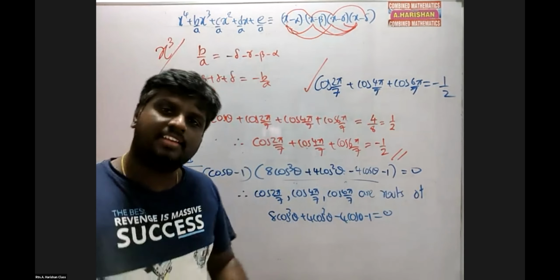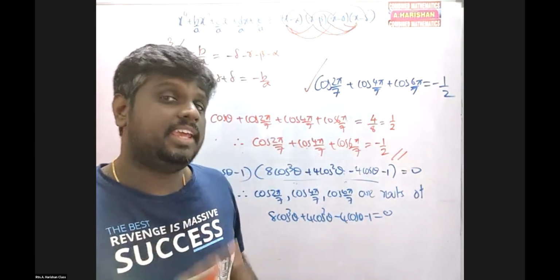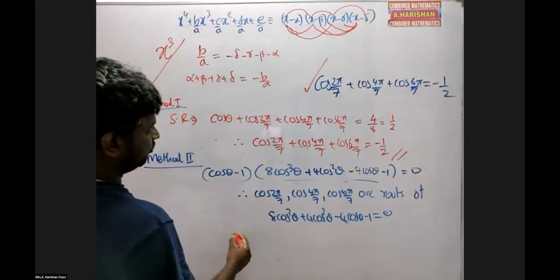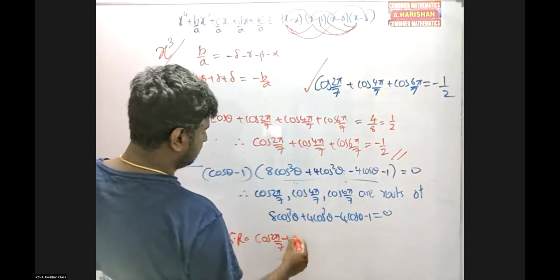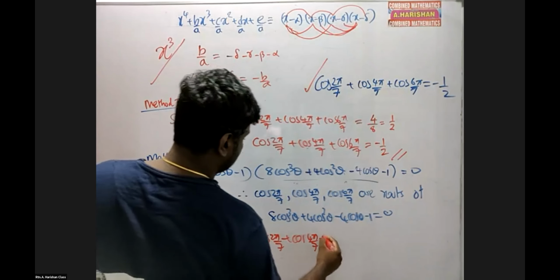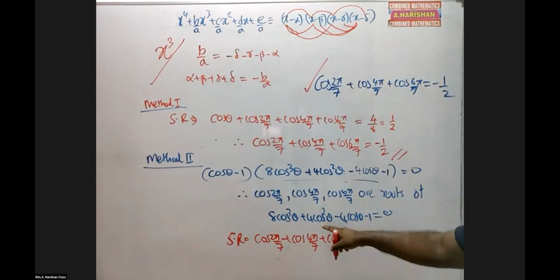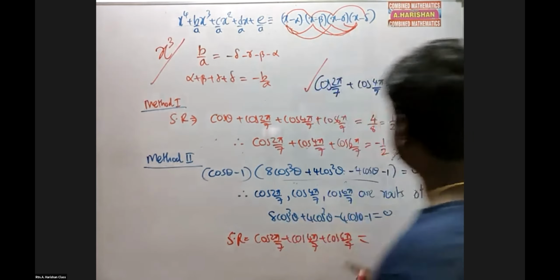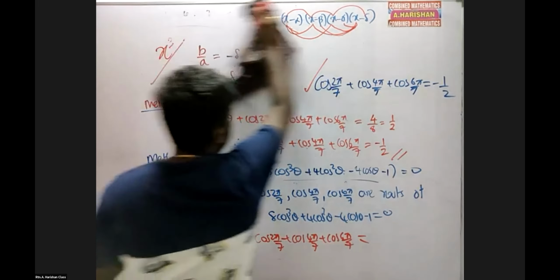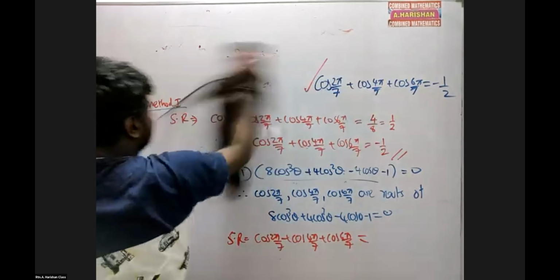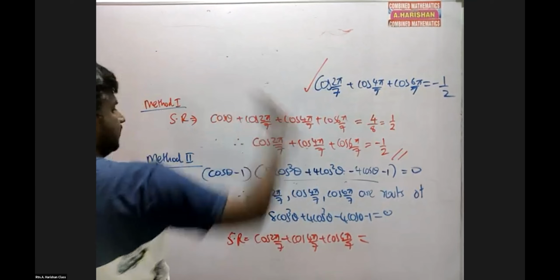Now hereafter you can write the summation of roots. Summation of roots for the cubic equation, is it minus b over a, or just b over a? So the summation of roots, that is cos 2 pi by 7 plus cos 4 pi by 7 plus cos 6 pi by 7, that equals... Oh, by the way, I forgot about that one. Did I say that it's not minus? Let's check, I made a mistake. We'll check that.